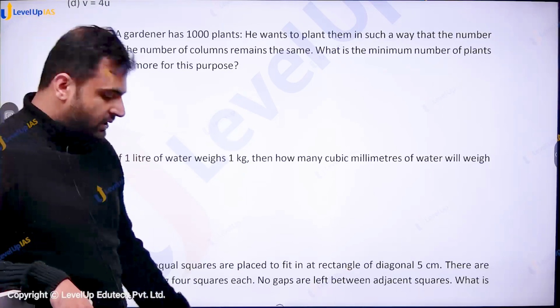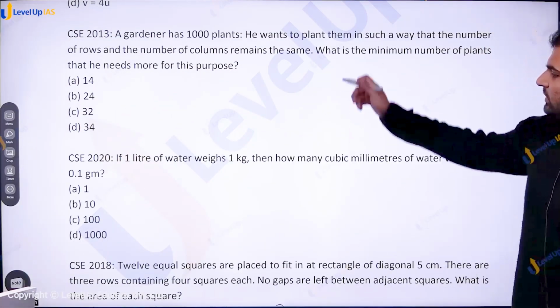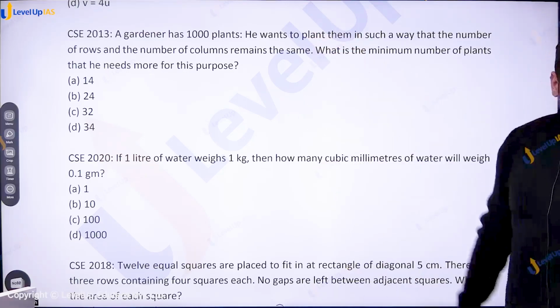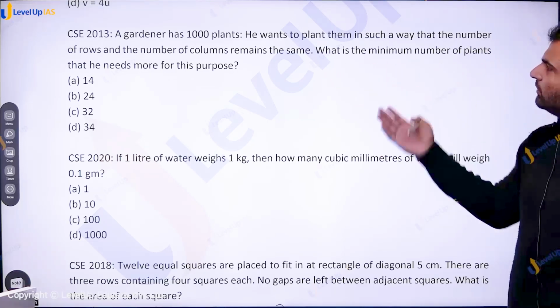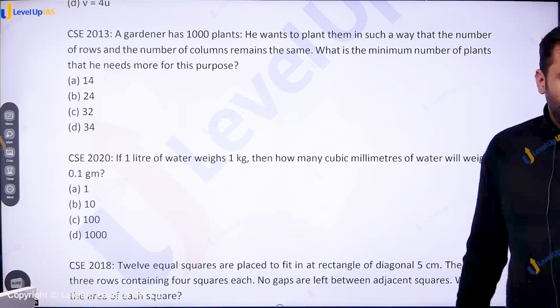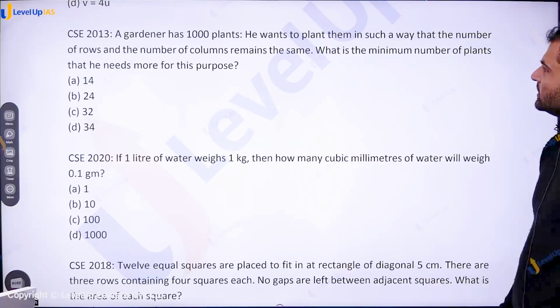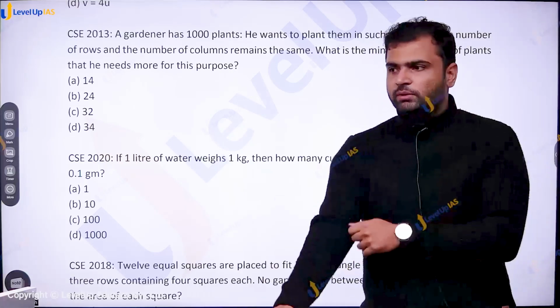Anyway, this question is an easy question, a 2013 question, very easy. A gardener has 1,000 plants. He wants to plant them in such a way that the number of rows and number of columns are the same, meaning in a square pattern. What is the minimum number of plants he needs more for this purpose?